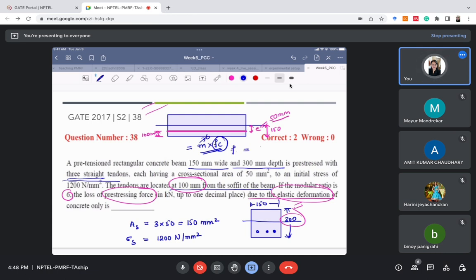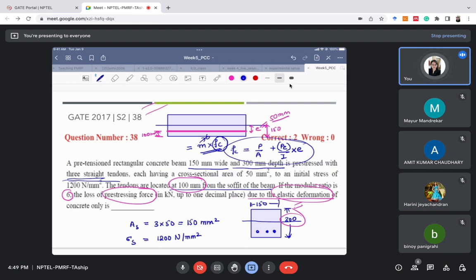To calculate fc, you'll use the formula P by A, the axial stress due to the pre-stress, plus P into e, M by I into y. And y here is the location of the tendon, because you need to find the stress at the location of the tendon. So y is e here. This quick formula you should use if there is no UDL. If there is a UDL, there will be one more term.